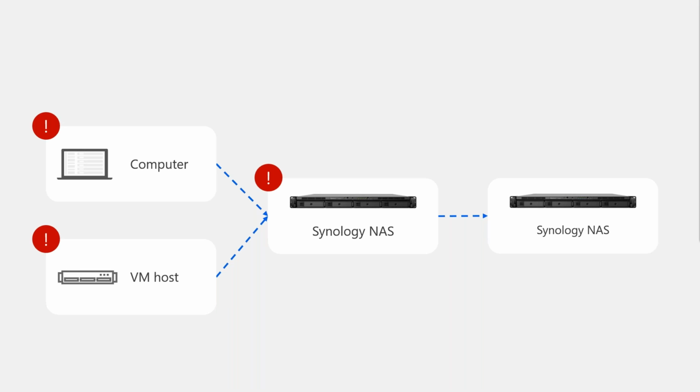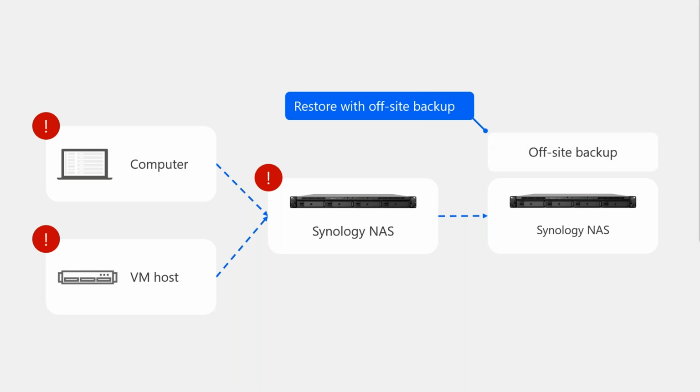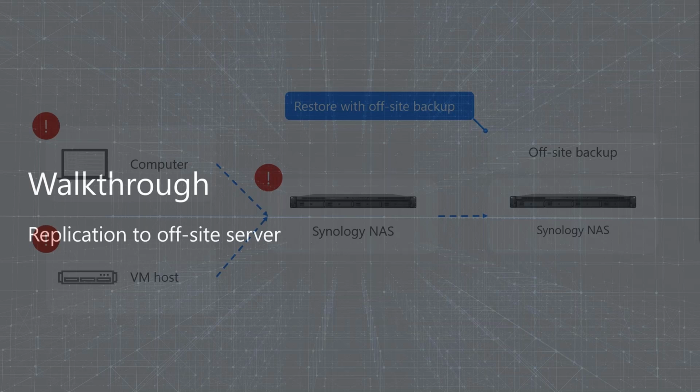Well, in a worst case scenario, let's say everything is down at one location. It could be ransomware, it could be hardware failure, there could be a fire. These are all situations where you want to consider protection for your data. The way to provide that next level of protection is to replicate it to an offsite NAS, and then you can restore from an offsite backup. So let me show you a quick demo of that.